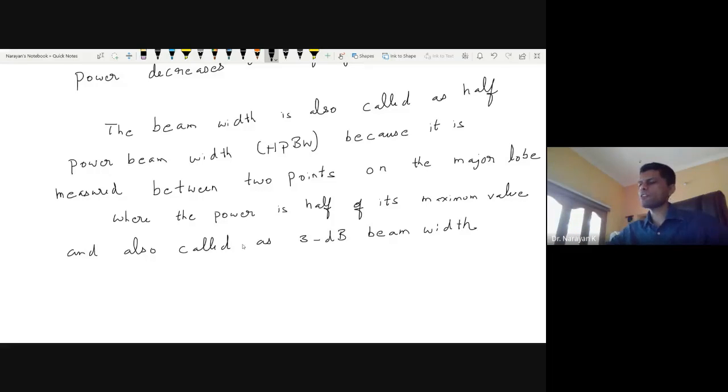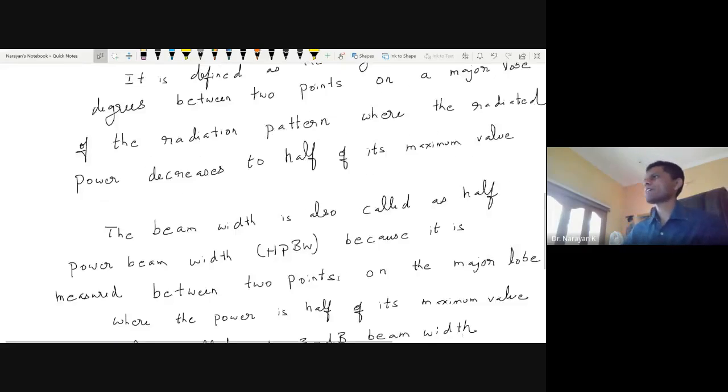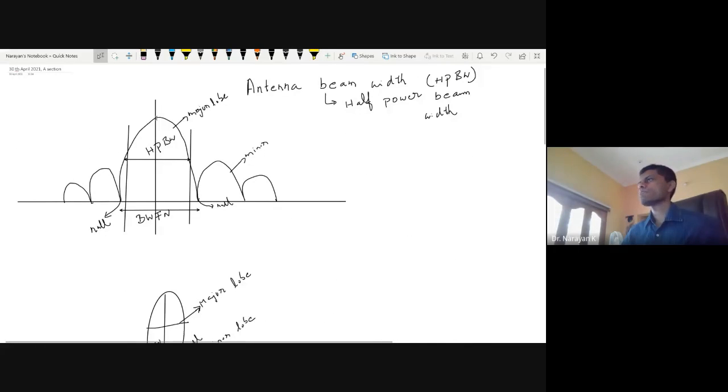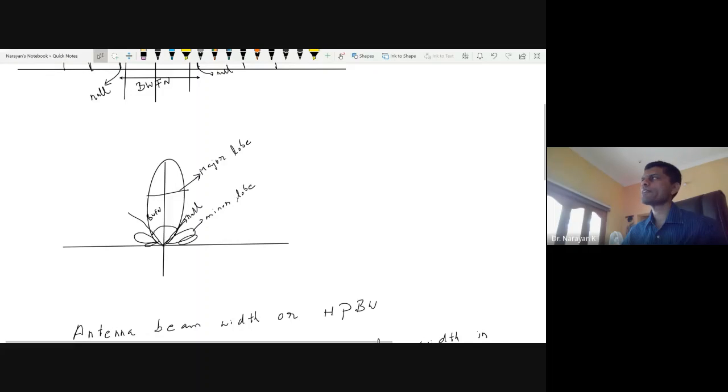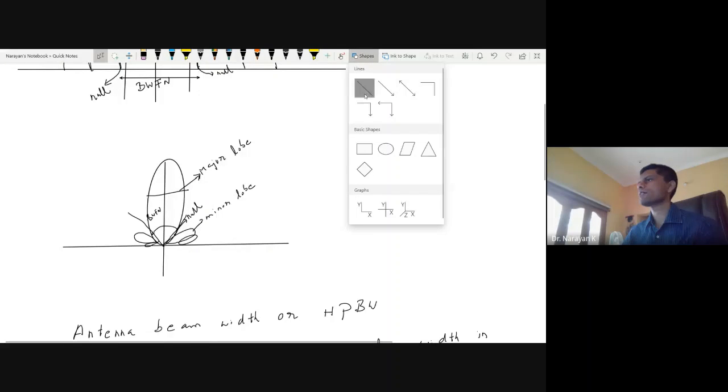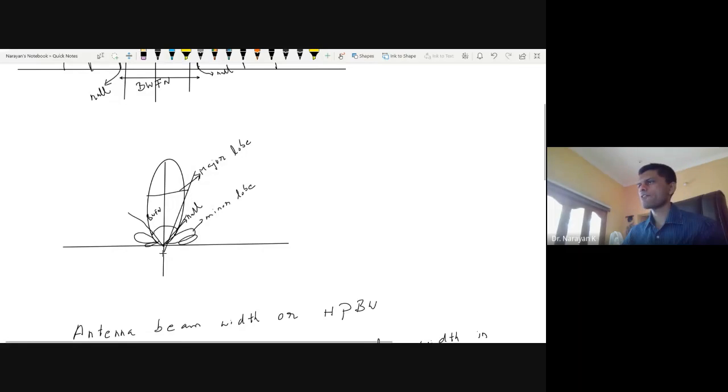This half power beam width is very important when designing an antenna, because nobody is bothered about your peak power. The half power beam width is what most people are bothered about, because it will tell you how much your antenna beam width is, and you will receive the signals only in your half power beam width direction.